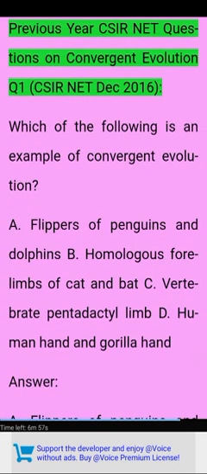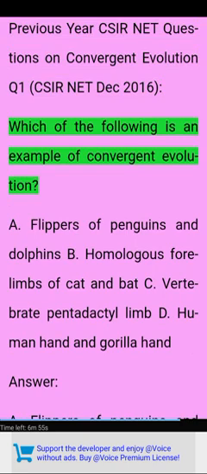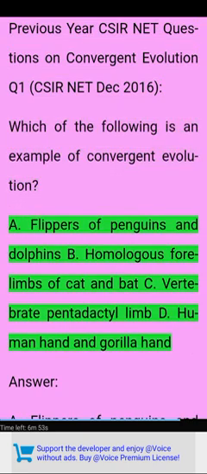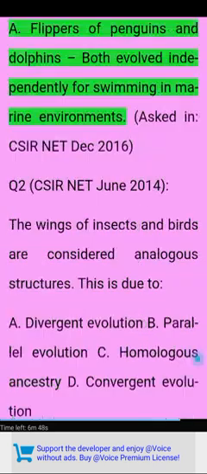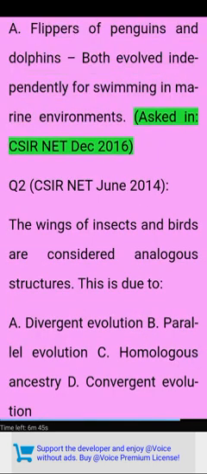Previous year CSIR-NET questions on convergent evolution. Q1, CSIR-NET December 2016. Which of the following is an example of convergent evolution? A, flippers of penguins and dolphins; B, homologous forelimbs of cat and bat; C, vertebrate pentadactyl limb; D, human hand and gorilla hand. Answer: A, flippers of penguins and dolphins, both evolved independently for swimming in marine environments. Asked in CSIR-NET December 2016.